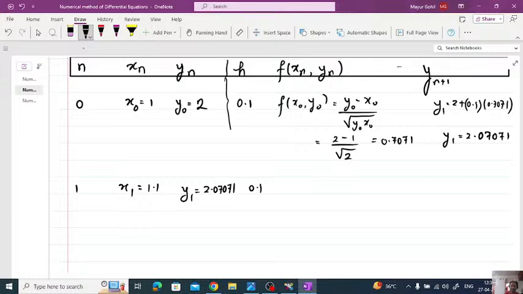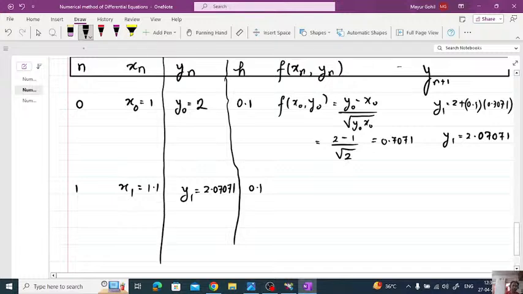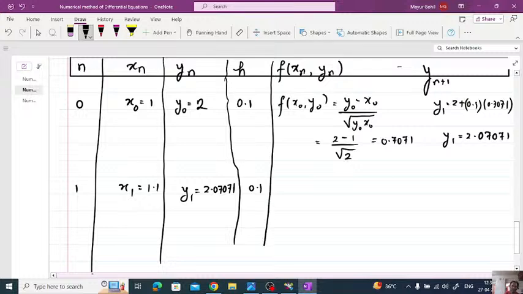Okay, so draw your columns here carefully, and yeah, you will need the columns.